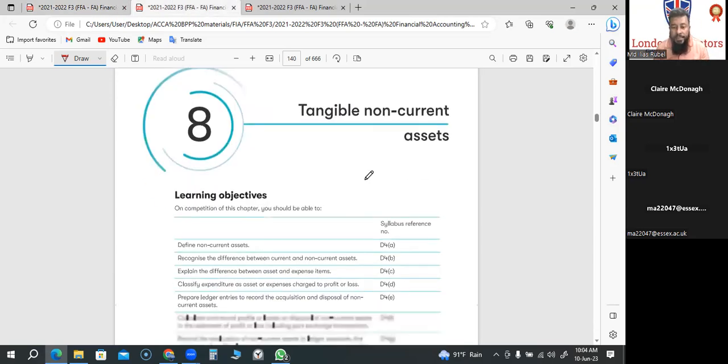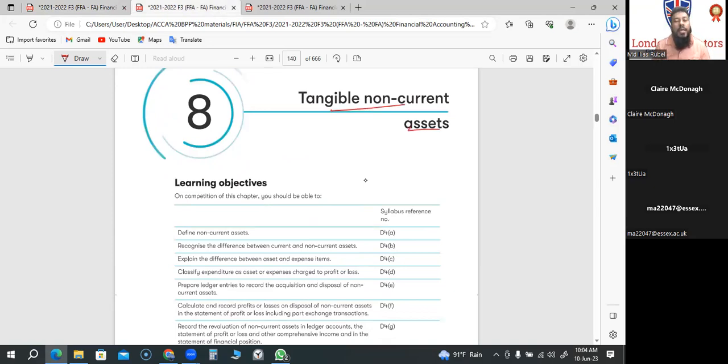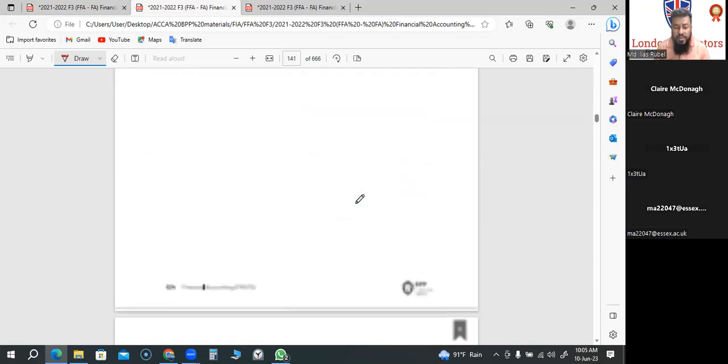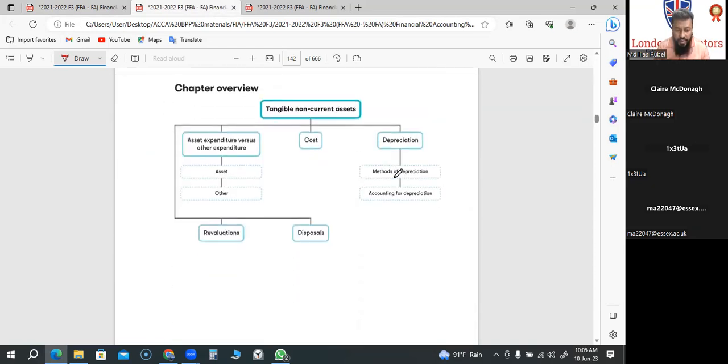Let's get into it. Tangible non-current asset. In this particular chapter, I'm going to ask you quite a few questions which are going to be basic. Give me some examples of tangible non-current asset. Write it to me or let me know. These are the things we're going to talk about: capex and revex, capital expenditure, revenue expenditure, depreciation methods, and a bit of accounting. And there is a disposal, a big part.